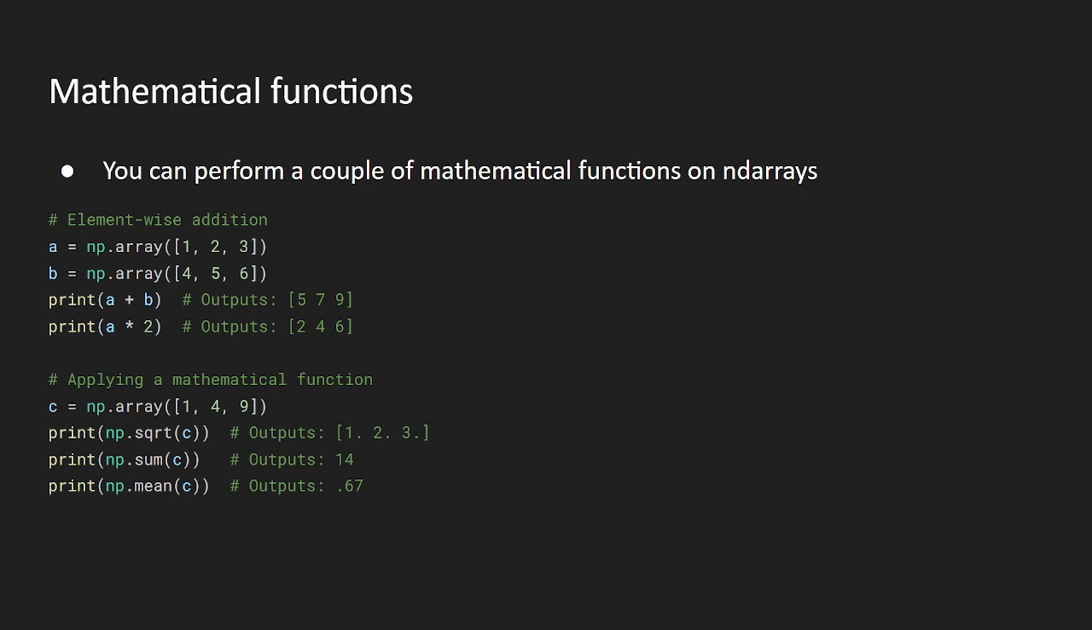You can multiply them by a certain number. It's the same algorithm. You can square root them. You can sum them. You can sum up each element of the array. So np.array, we have 1, 4, 9, and then if you do sum, it'll be 1 plus 4 plus 9, which is 14. And you can also find the mean of them.